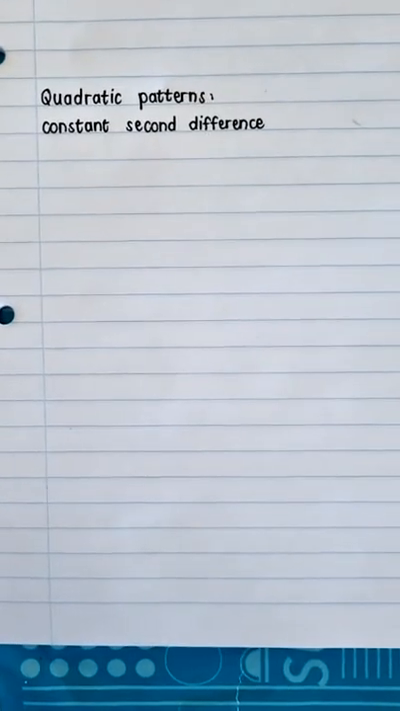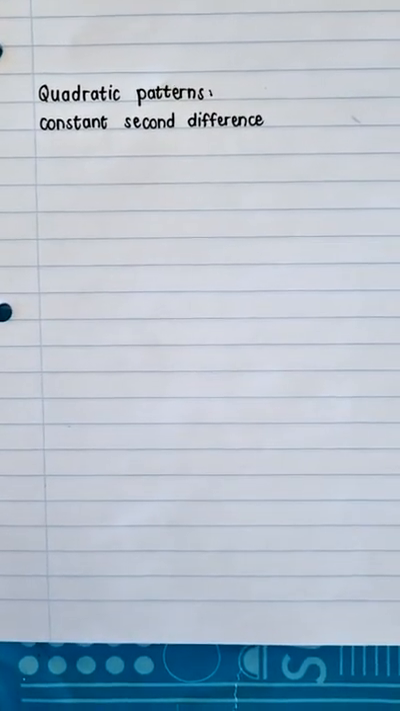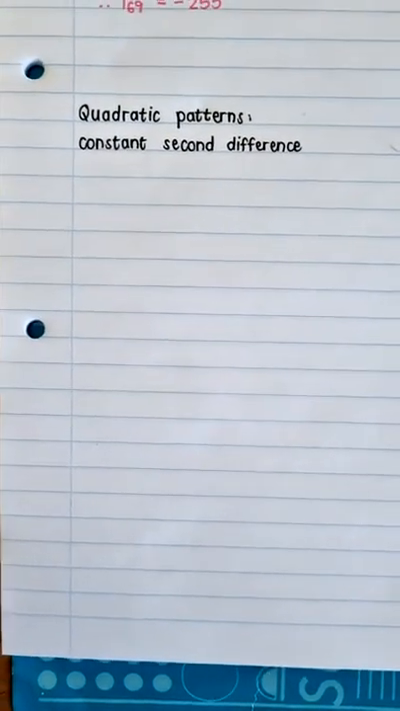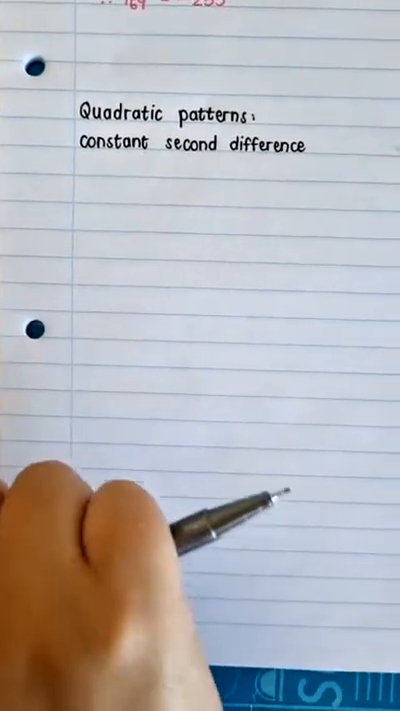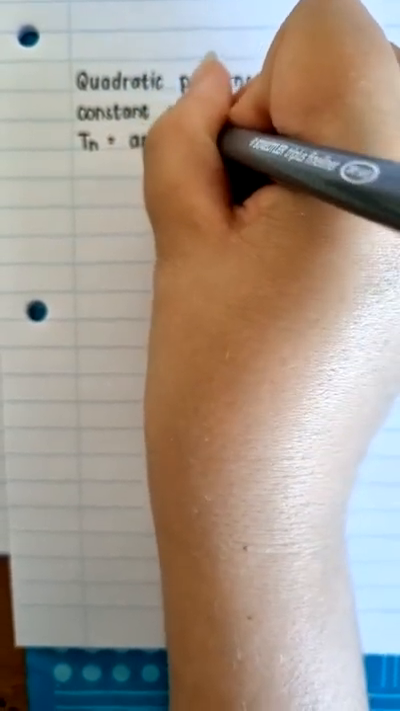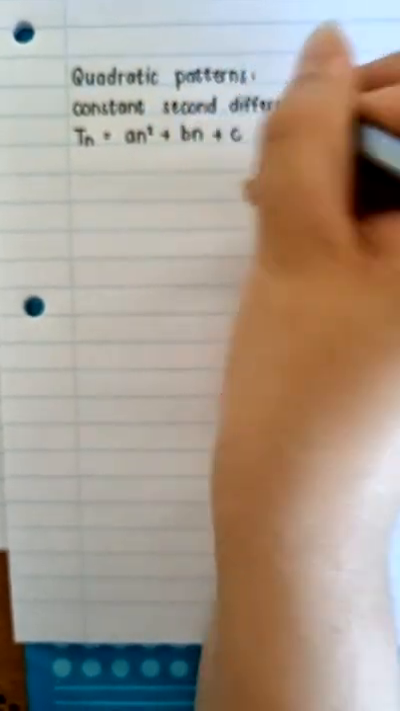And there is an example in my note on my Google Drive, if you want to go look at that, if you want to see the T0 method. So I'm going to use the formula method. And in the formula method, let me just write down here quickly. The general term for a quadratic pattern is an squared plus bn plus c.